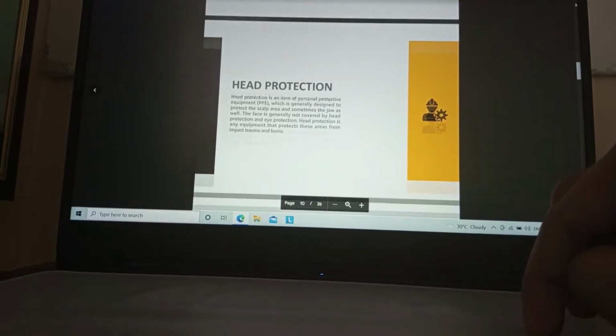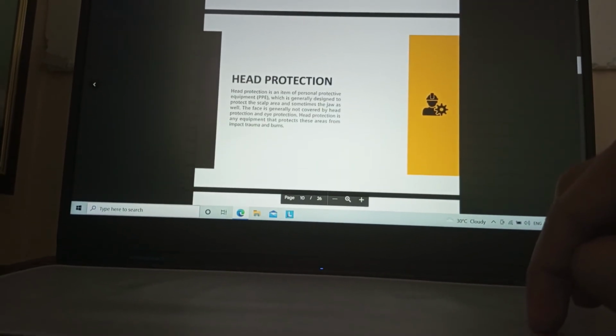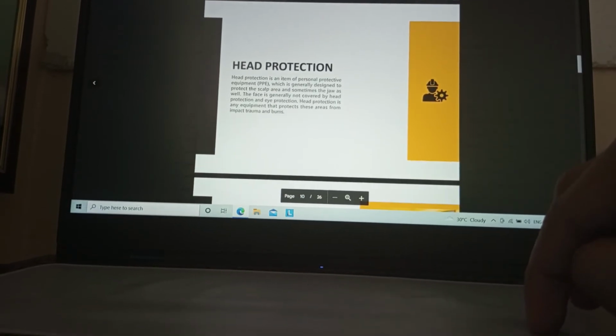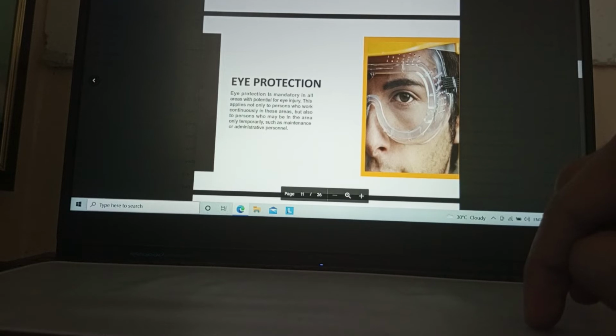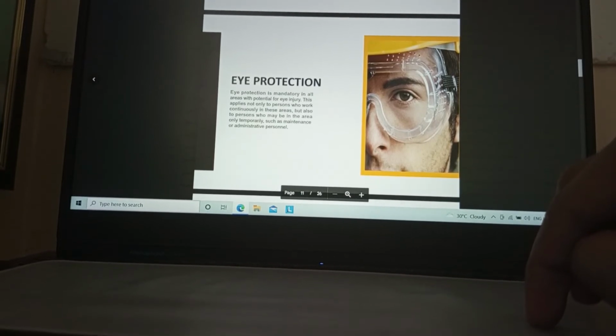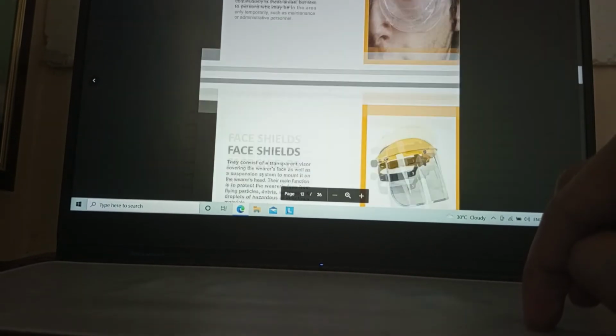Use of PPE. Head protection. Head protection is an item of protective material which is generally designed to protect the scalp area, sometimes the jaw as well. Eye protection. Eye protection is mandatory in all areas with potential eye injury. This applies not only to persons who work continuously in these areas.